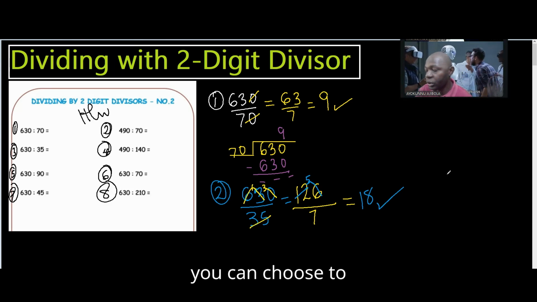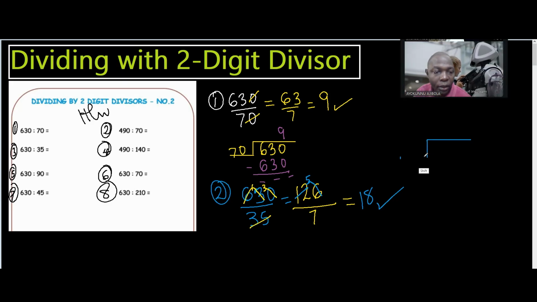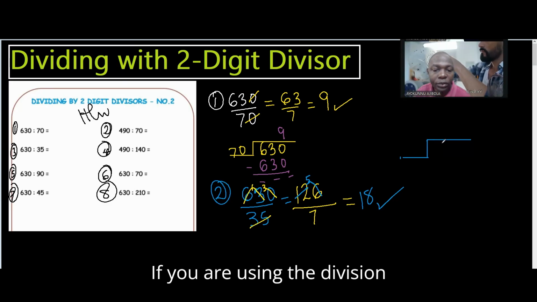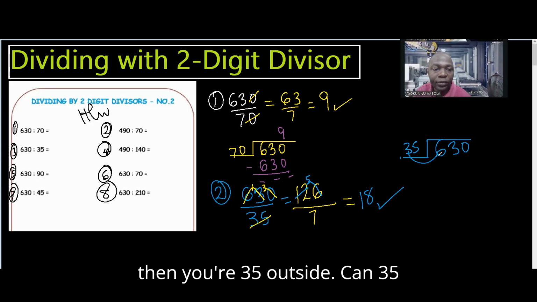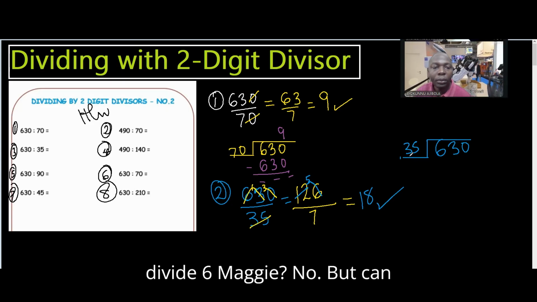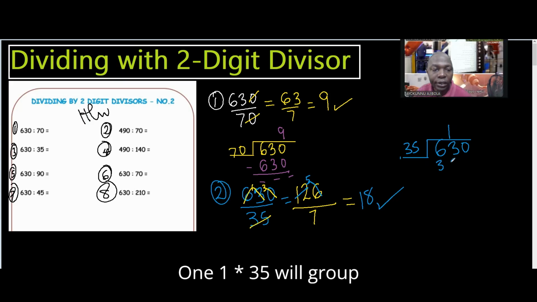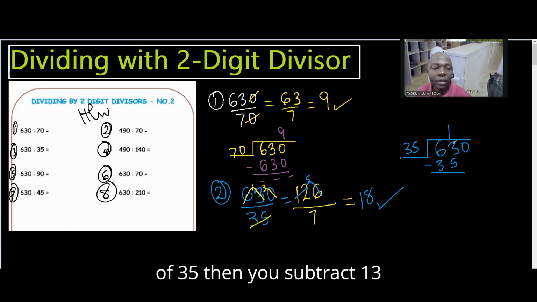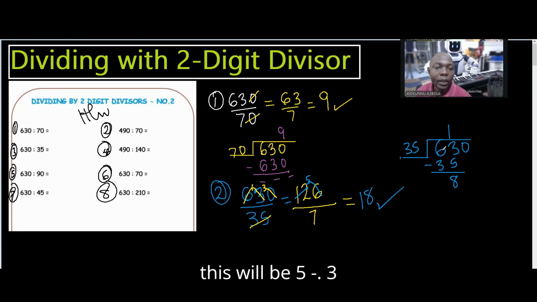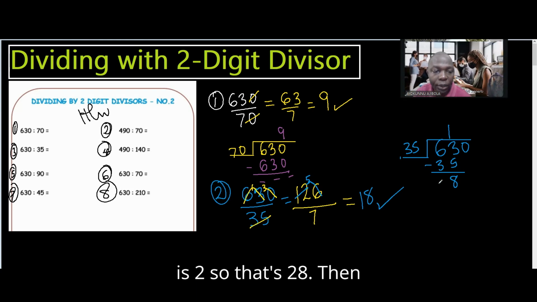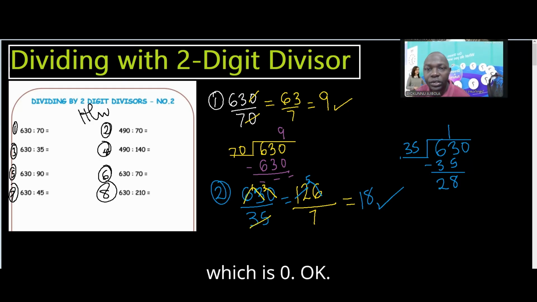Alternatively, you can choose to use the division box. If you are using the division box, you get your 630 inside, then your 35 outside. Can 35 divide 6, Miggy? No. But can 35 divide 63? Yes. How many? 1. 1 times 35 will give us 35. Then you subtract 13 minus 5 is 8. And this will be 5 minus 3 is 2. So that's 28. Then you bring down the next digit, which is 0, okay?